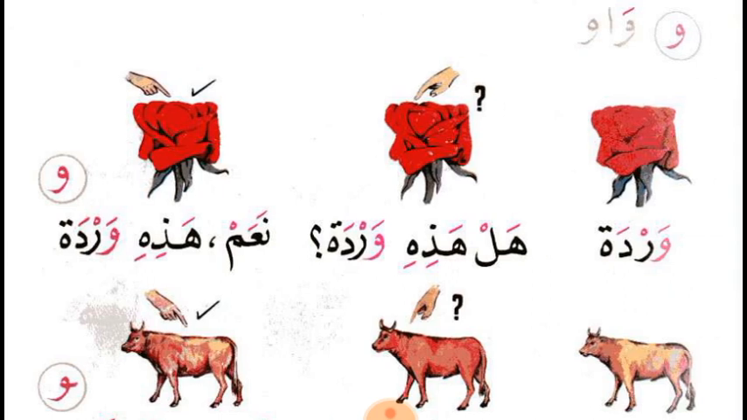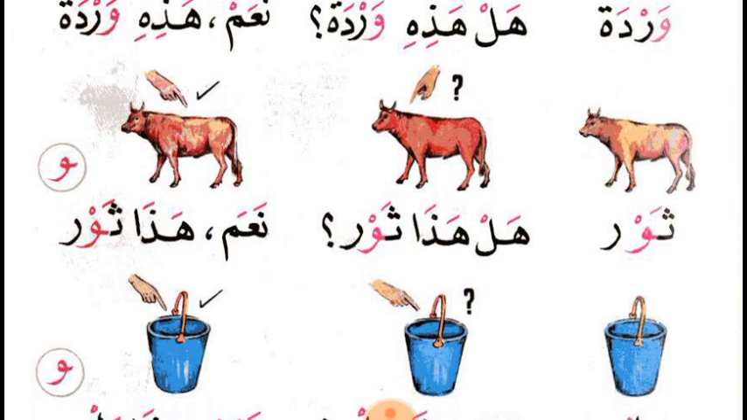Okay. Now start from here. Wardatun. Al hazihi wardatun? Naam, hazihi wardatun. What is the meaning of warda? Warda means rose. Rose flower. And what is Thawr? Thawrun is a female cattle, cow? No, no. Thawr, haza is used only for masculine. So thawr is ox. Thawr is ox and cow is baqara.